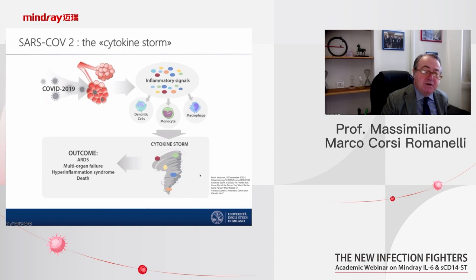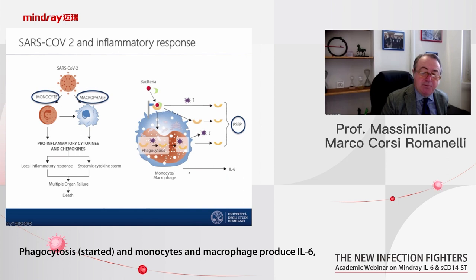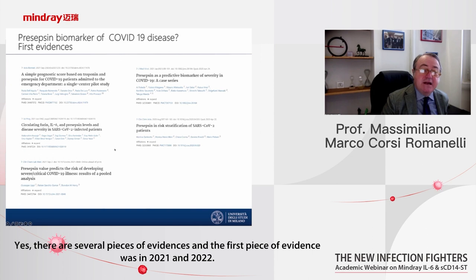What happens in the inflammatory response? The monocytes and macrophages are involved in the production of pro-inflammatory cytokines and chemokines, and local inflammatory response and systemic cytokine storm, and they also lead to multiple organ failure and death. But when bacteria come inside the cell, this is phagocytosis, and monocytes produce macrophage IL-6, but presepsin is also produced during SARS-CoV-2. And presepsin is a biomarker of COVID-19 disease. Yes, there is several evidence, and the first evidence was in 2020.